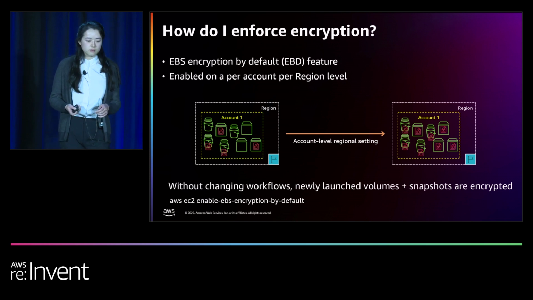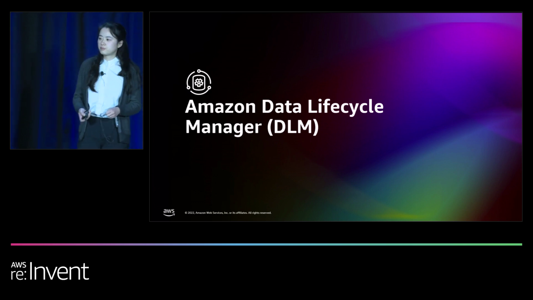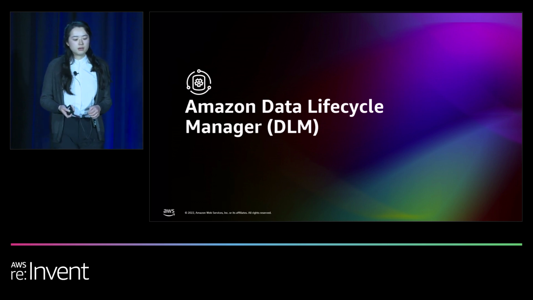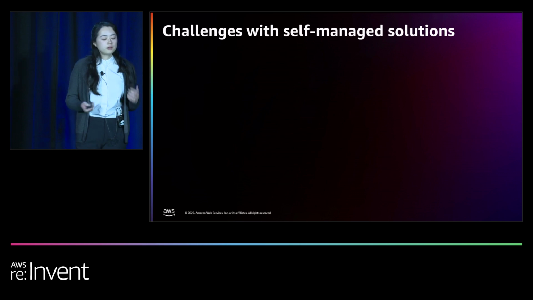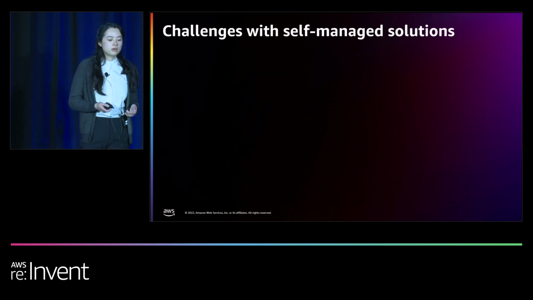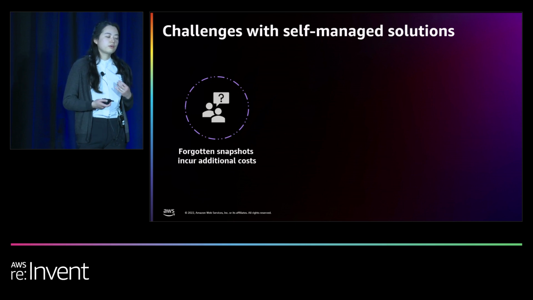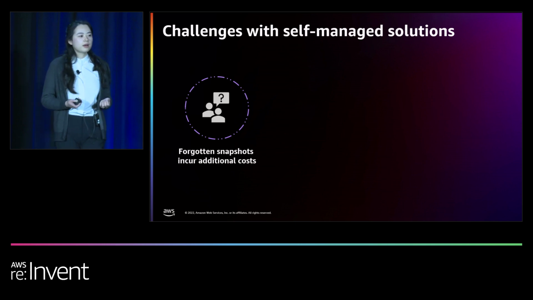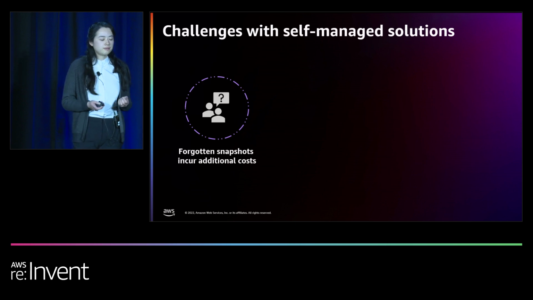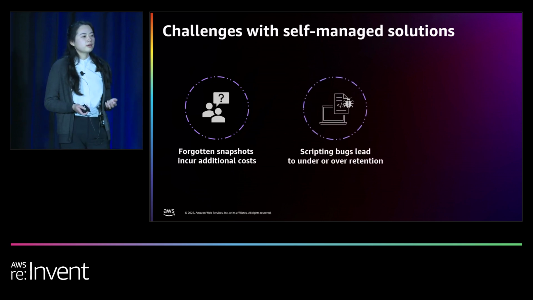API call. So now that we have talked about encryption, let me talk about Amazon Data Lifecycle Manager, DLM. So when we thought about DLM, it was started from sort of the challenges we have heard from customers who run their own solutions for taking snapshots. And some of the common issues we've heard is, let's say you're doing an audit on your snapshot cost, and you're figuring why it costs so much. And you figured, hey, I have a lot of forgotten snapshots that are incurring costs for me. I have no idea what these are for. And why did I not delete them earlier?